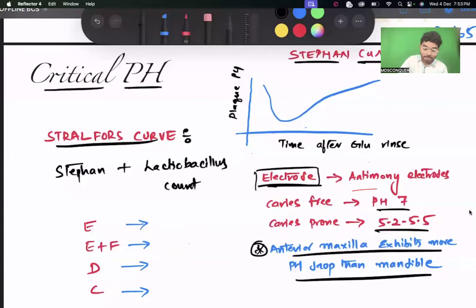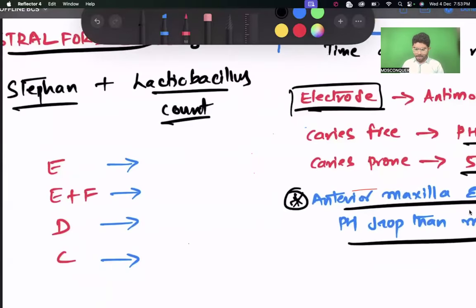There is one more curve. A question was given in the SRC papers, for operative dentistry people. Starloff's curve, which is a combination of Stephen's curve plus lactobacillus count. So we have already discussed what is the critical pH of enamel. Enamel starts dissolving at 5.2 to 5.5. Enamel with fluoride, 4.2 to 4.5.